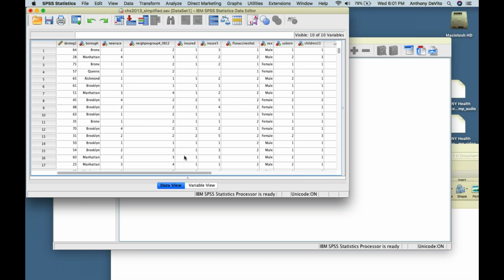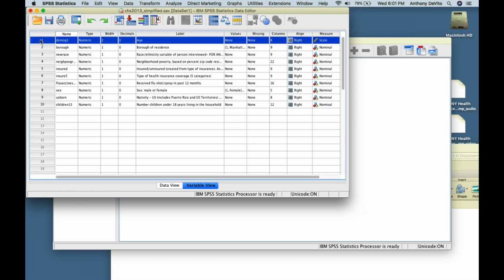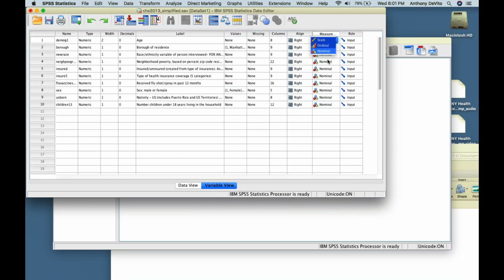Okay, so now we went through this whole thing where we were so concerned about what the data types were. And I'm going to highlight this first one, age, and we know age is a scalar variable. Notice SPSS chose scalar for me automatically. It shows a little ruler as a symbol to represent a numerical or scalar variable. Why did it choose that? Well, it saw the numbers were 18, 72, 73.